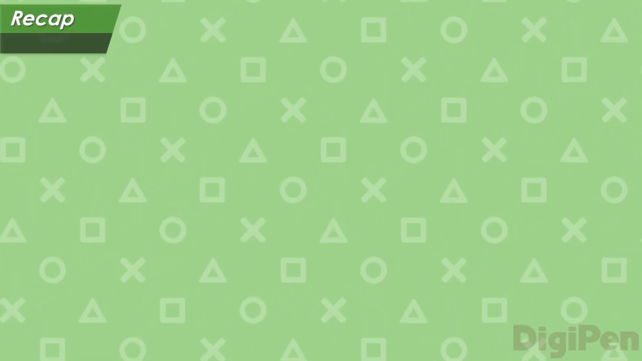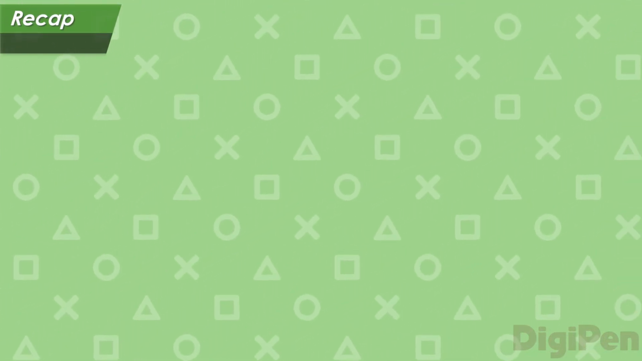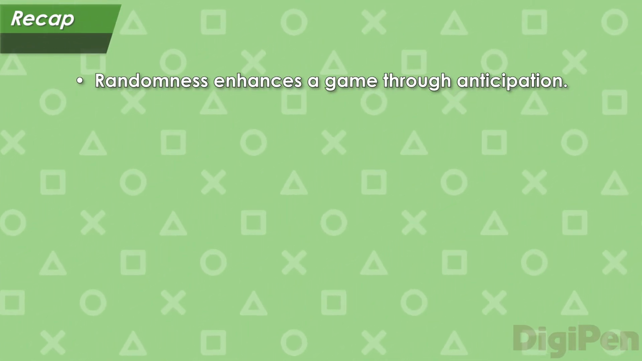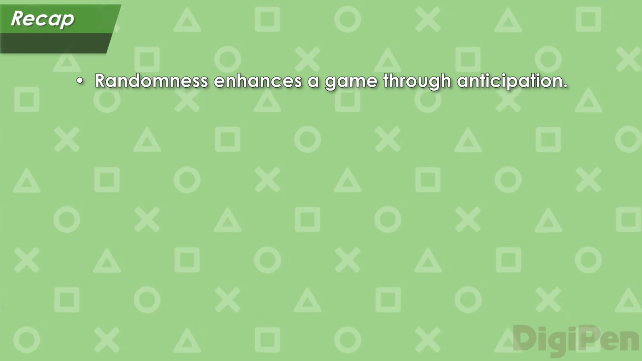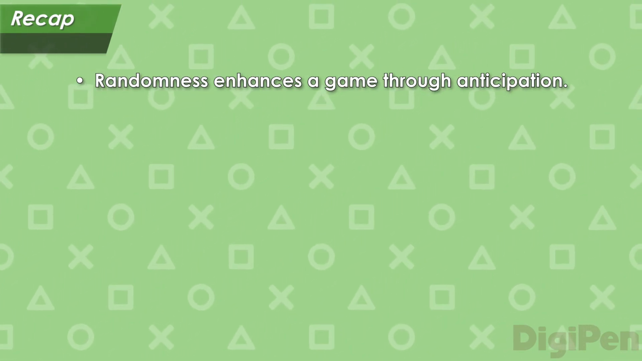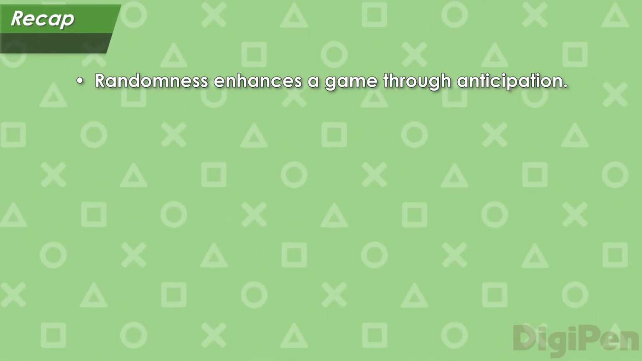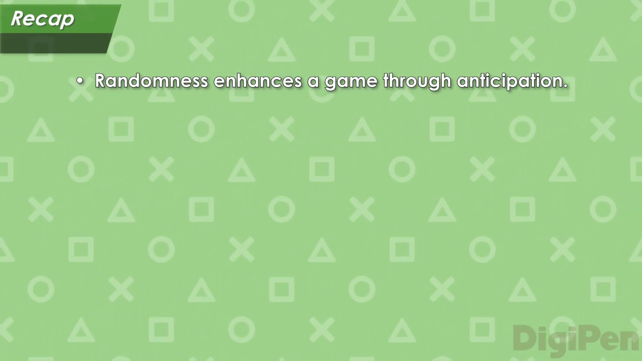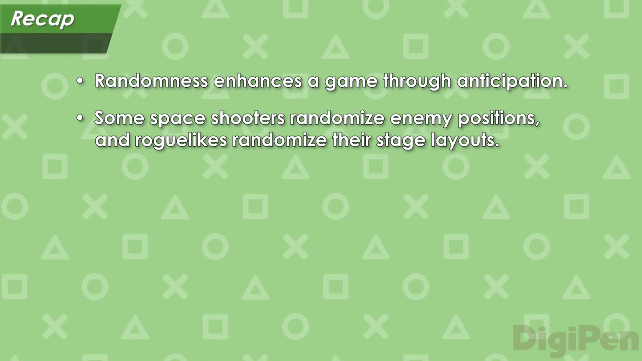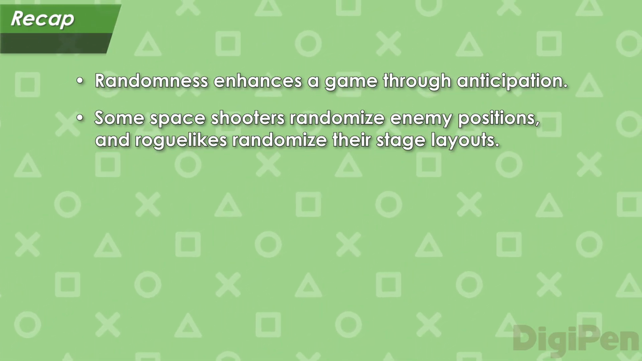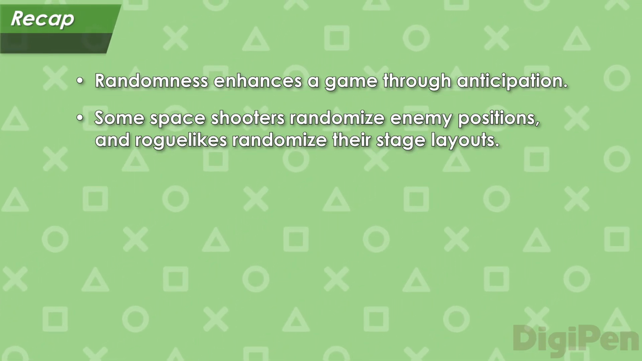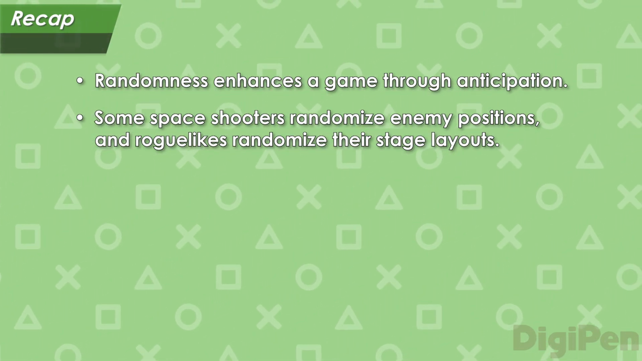Let's recap what we've covered in this video. First, we learned that games use randomness to enhance the experience through the principle of anticipation. Then, we looked at a couple of examples of randomness being used in video games. Some space shooters use it to mix up the locations of the enemies, and roguelikes place their rooms and hallways differently every time you play.